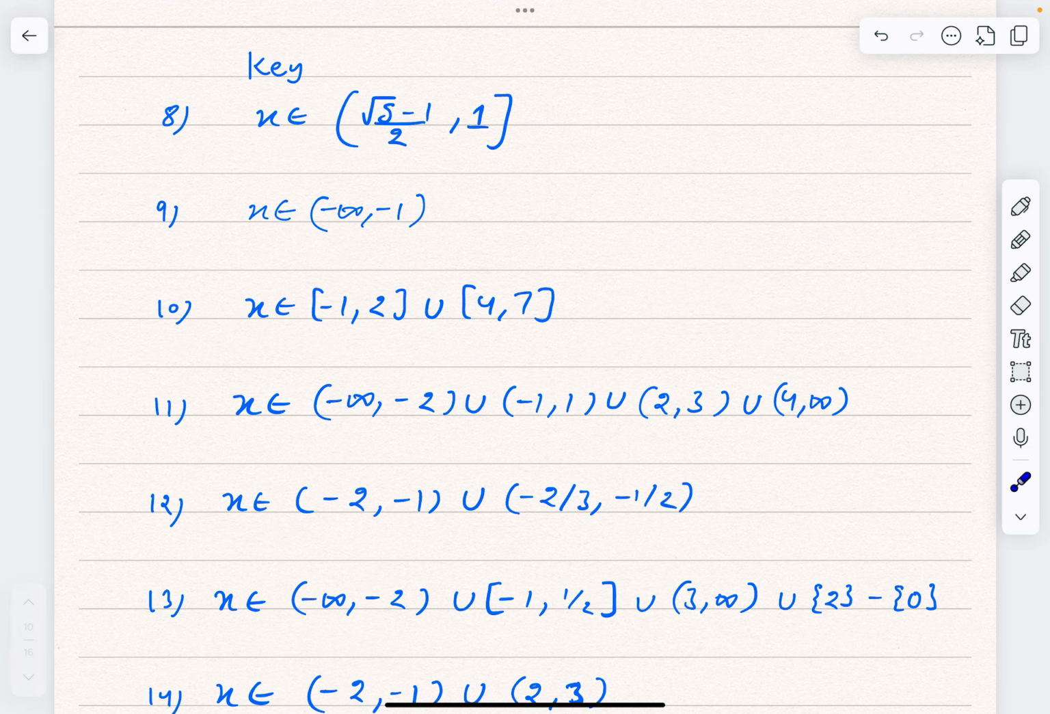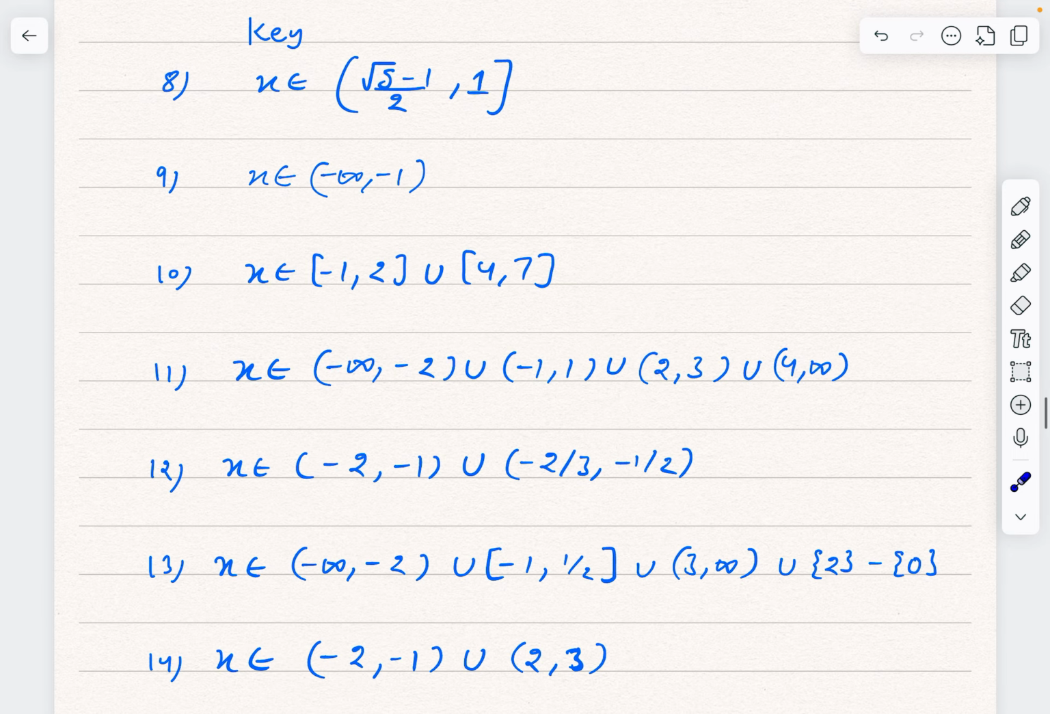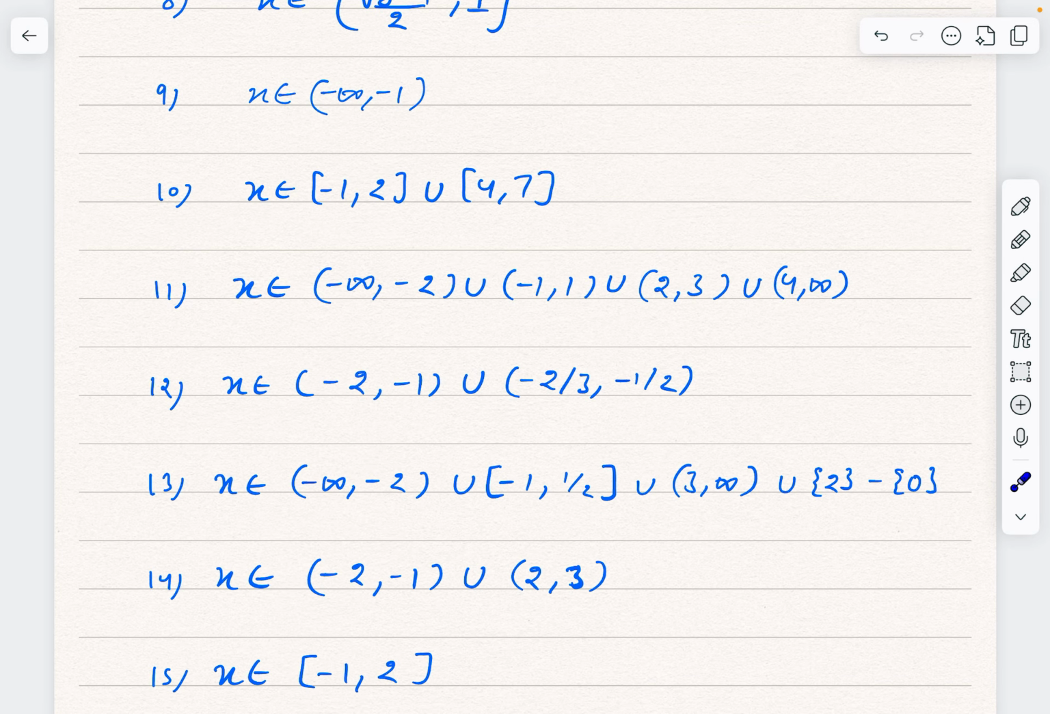Eighth problem answer is x belongs to open square root 5 minus 1 by 2 to closed 1. Ninth is minus infinity open to minus 1 open. 10th is closed minus 1 to closed 2 union closed 4 to closed 7. 11th is open minus infinity to minus 2 open union minus 1 to 1 both open union 2 to 3 both open union 4 to infinity both open.